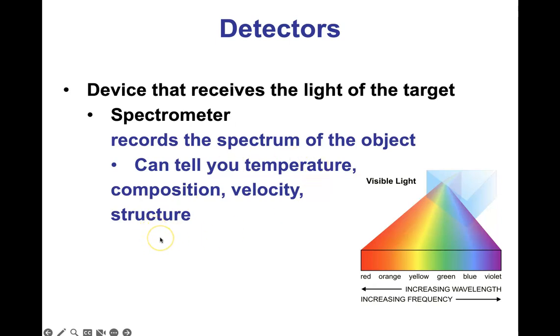All of these things, it's very cool, which is why we'll talk about it later. All of these things that you can figure out about an object just based on the different colors in the spectrum, right? So that device that looks at the spectrum of an object is called the spectrometer.